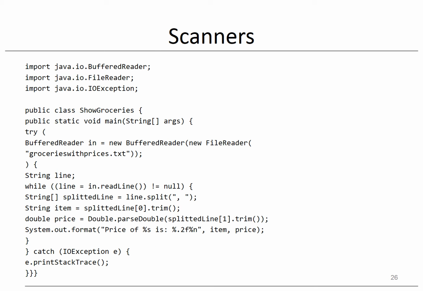Here we have a class ShowGroceries. A BufferedReader object is created and connected to the file groceries with prices.txt. As previously, the BufferedReader object is then read line by line. Every line is then parsed into an item and price by splitting it up where the comma occurs. Although this works fine here, you might want to resort to using a Scanner object instead.